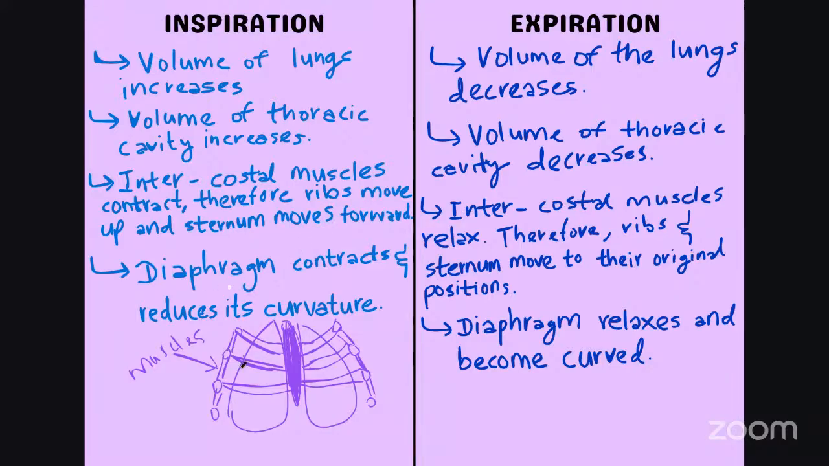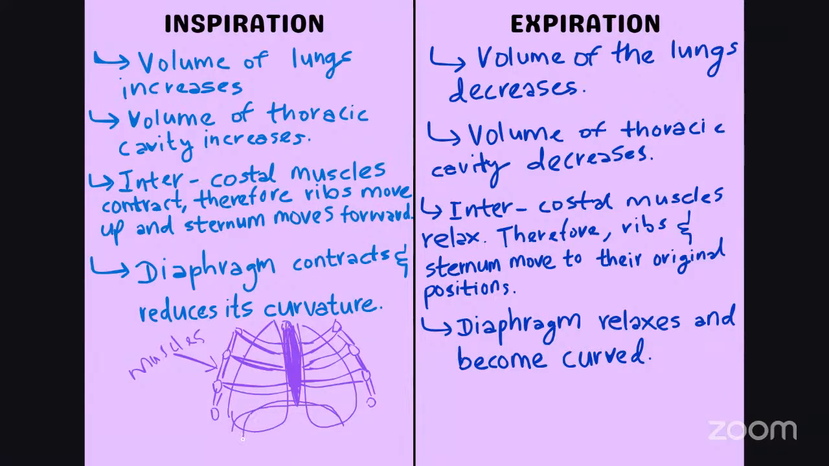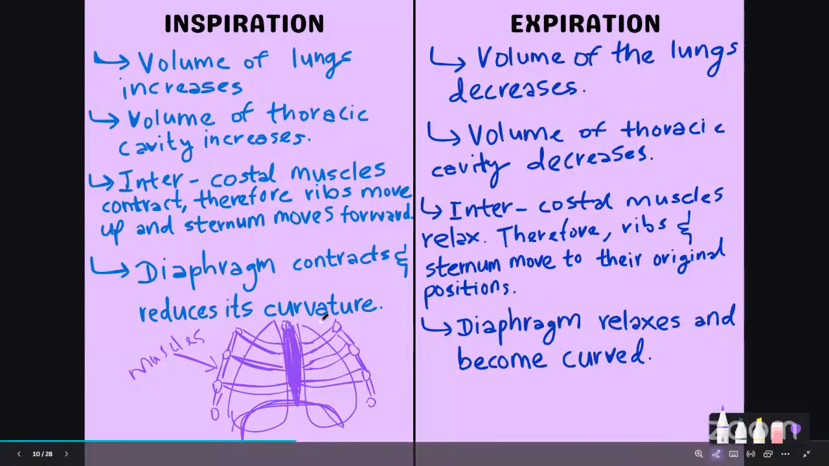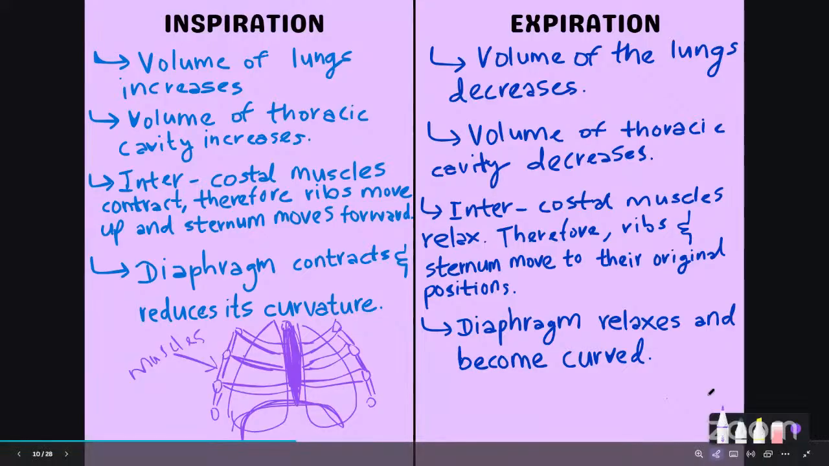Then the diaphragm is the bottom part. There is a part like this. The diaphragm is a muscle at the bottom like this. So the diaphragm is going to reduce its curvature. Reducing its curvature means it's going to be like this, right?